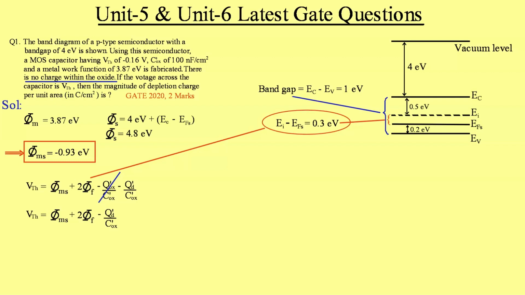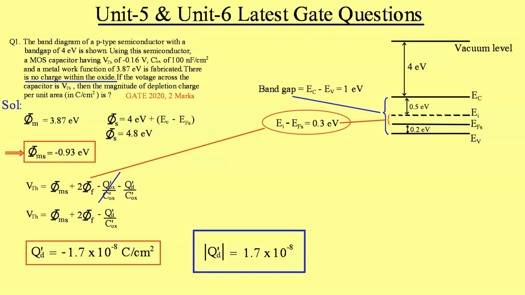All the parameters in this equation are provided or have already been found out except the magnitude of depletion charge per unit area, which we are actually supposed to find. After putting all the parameters in this equation and calculating, we will find the depletion charge per unit area to be equal to minus 1.7 into 10 raised to the power minus 8 coulomb per centimeter square. But since we are supposed to find the magnitude, the answer will be 1.7 into 10 raised to the power minus 8.